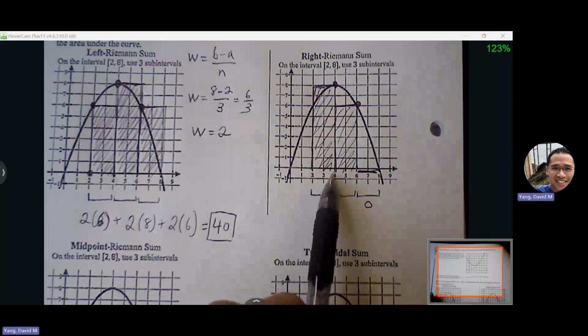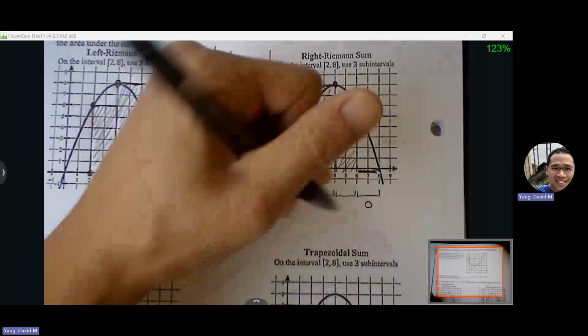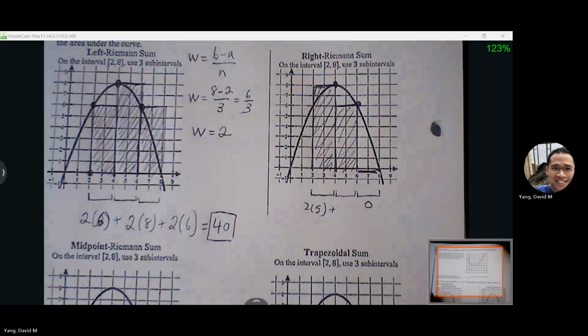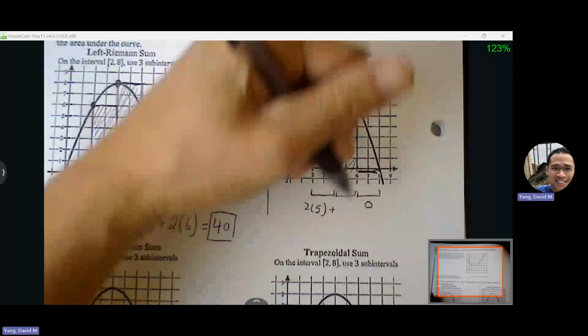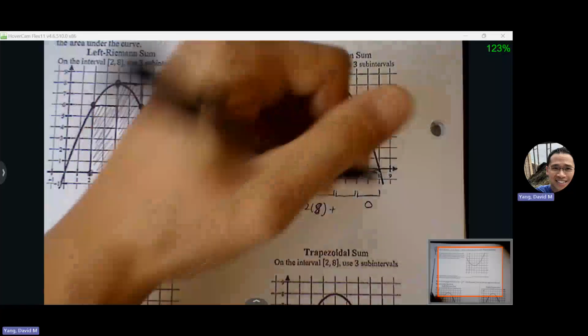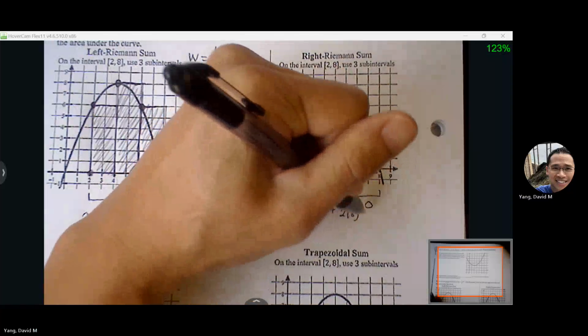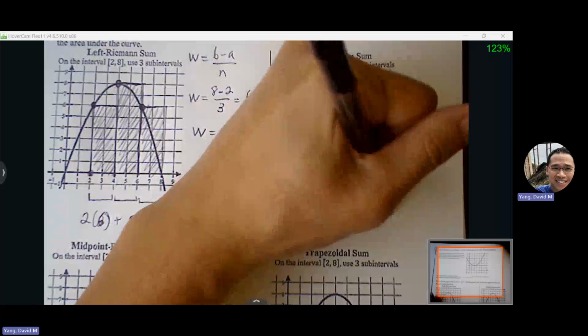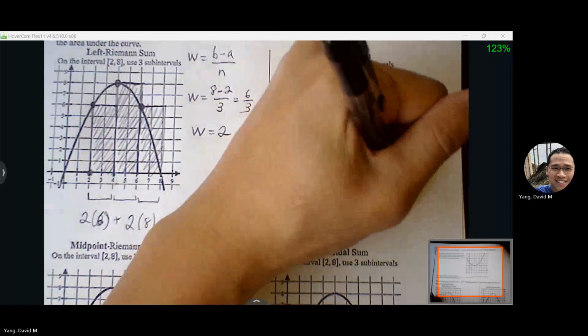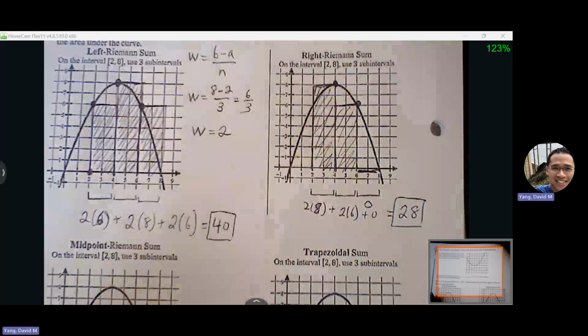So first rectangle here, 2 times 5. Sorry, 8. Misread it, 8. Second rectangle, 2 times 6. And then plus 0. 16 plus 12, 28.